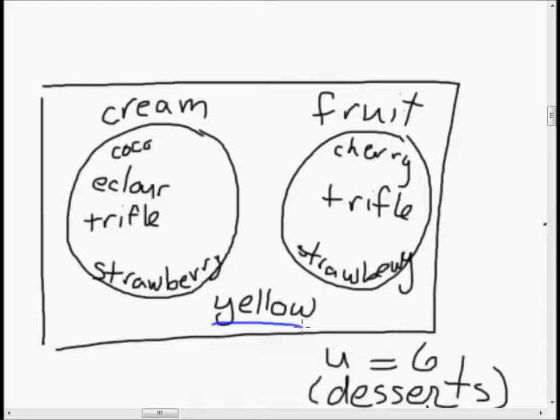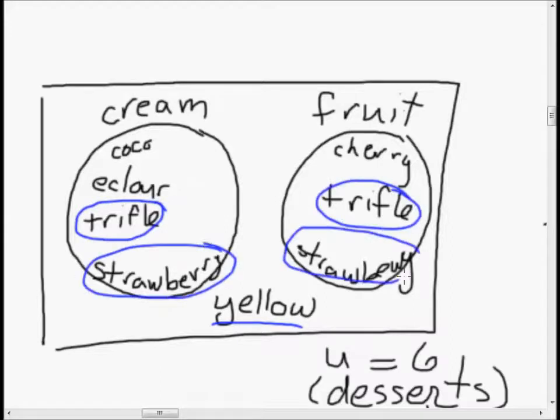And so that's why we have the universe. Sometimes neither fish nor fowl, that's awesome. And the other interesting thing is that we have 2 desserts that are both creamy and fruity. They're in both containers. And that's kind of interesting, isn't it? We have Trifle, and it's in cream and fruit. And we have strawberry shortcake is in cream and fruit.